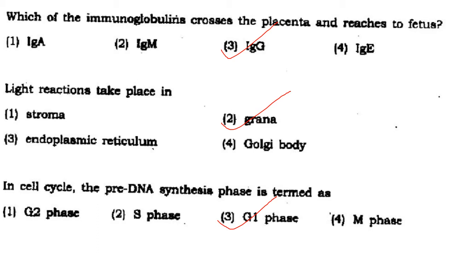Next one. In cell cycle, the pre-DNA synthesis phase is termed as G2 phase, S phase, G1 phase, and M phase. Answer is option 3, G1 phase.